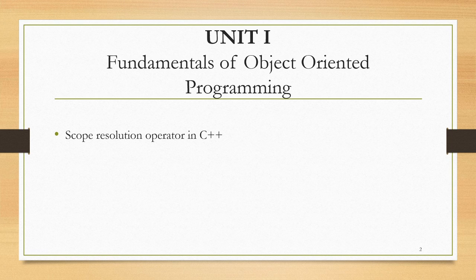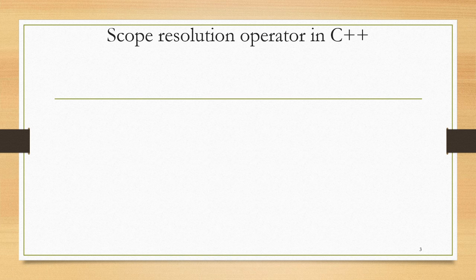So in this video we are going to see the scope resolution operator in C++, where we are going to use the scope resolution operator. So what is the scope resolution operator? In C++, the scope resolution operator is double colon. When you do a double colon, that becomes the scope resolution operator in C++.